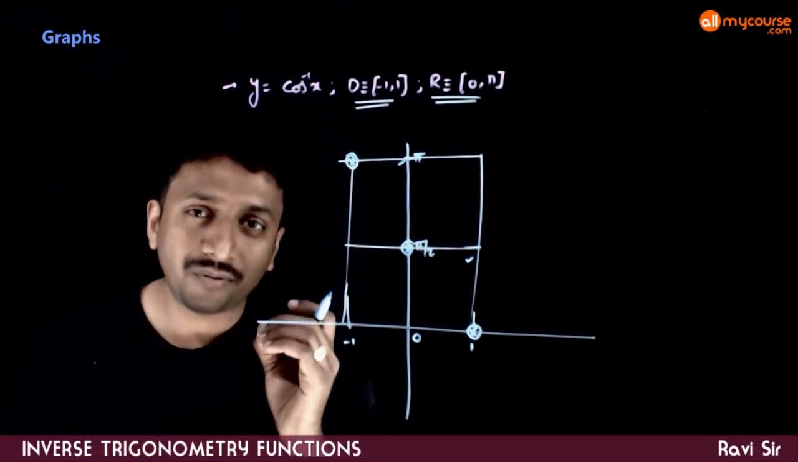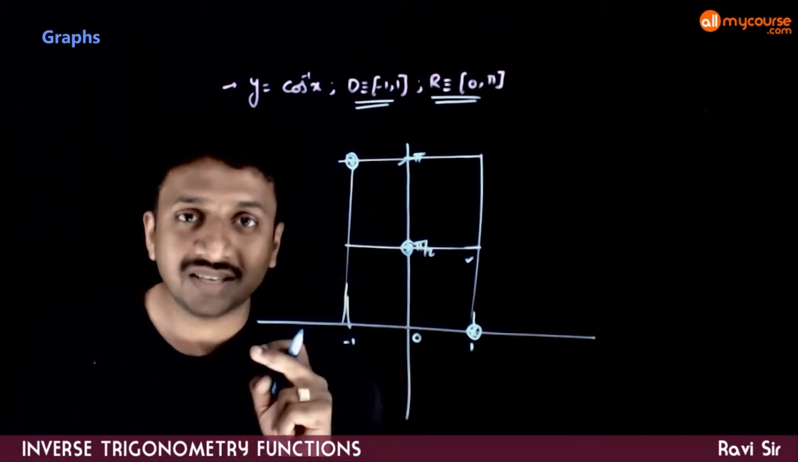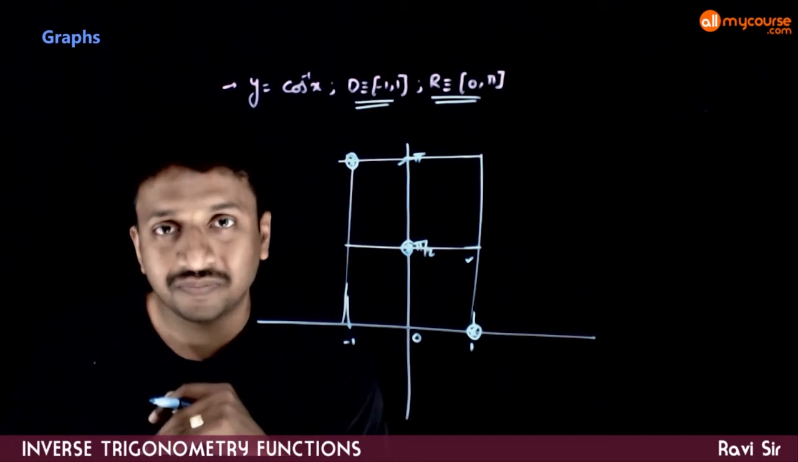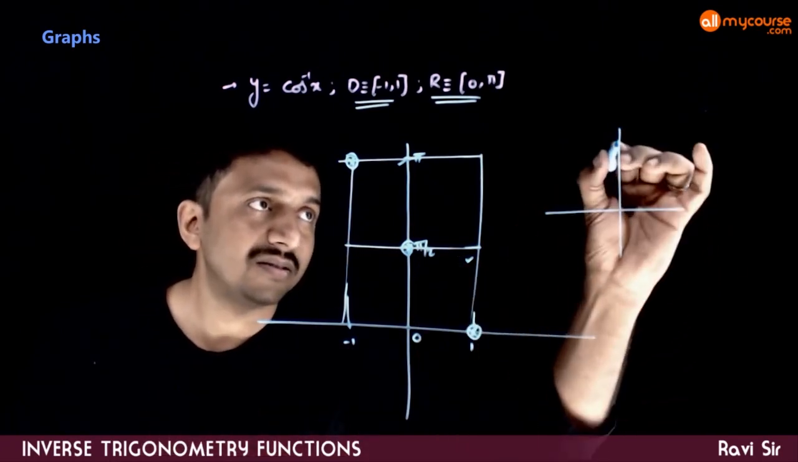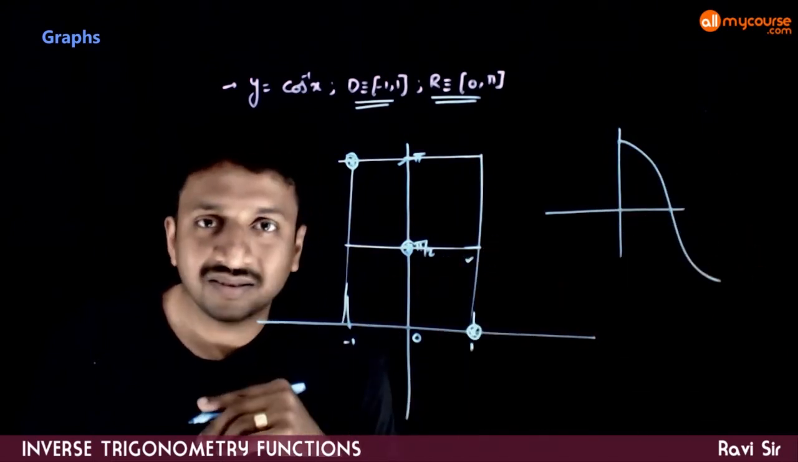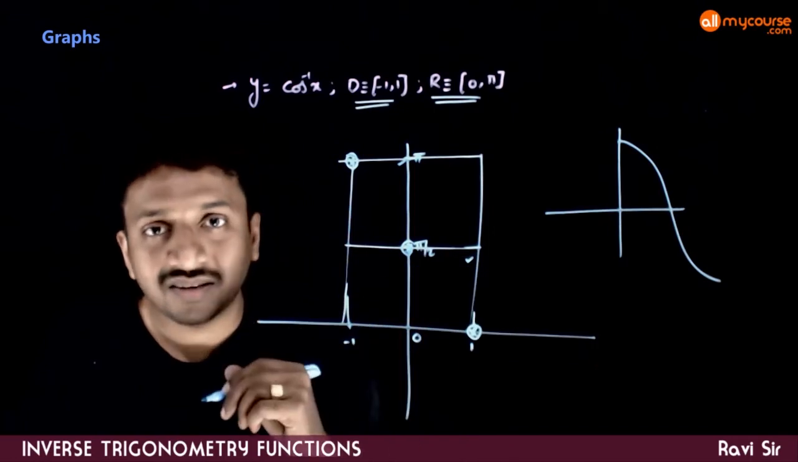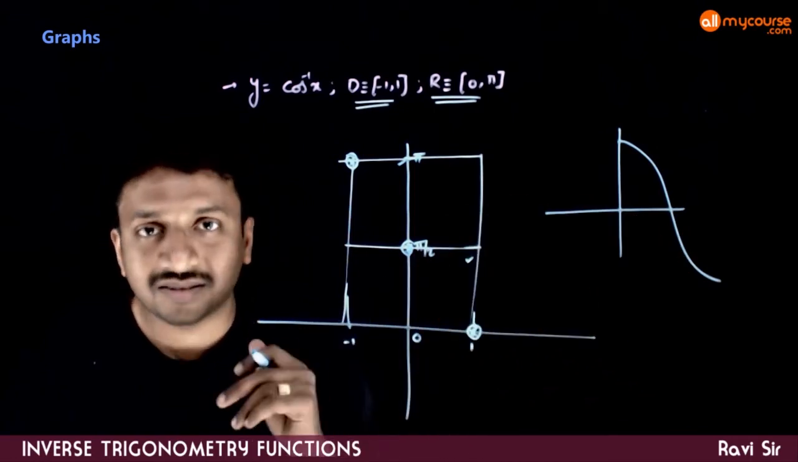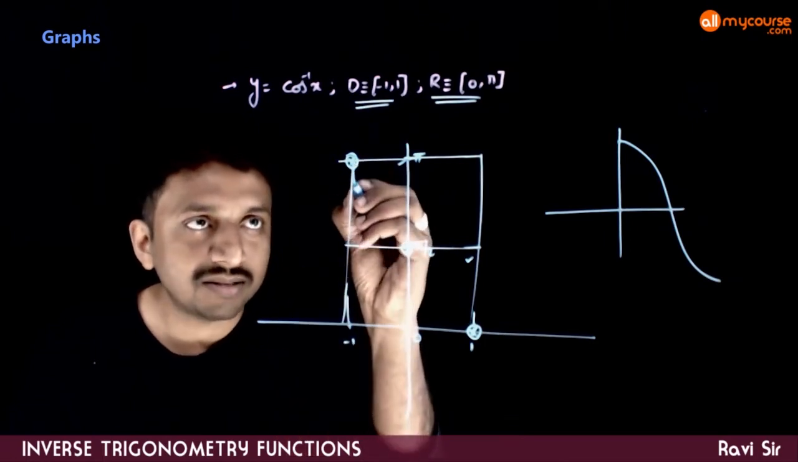So how I usually remember is the graph of cos inverse x does not look like the graph of cos x. If you take the graph of cos x from 0 to pi, it looks something like this. So cos inverse x should not look like this. It cannot go like this. The graph will look like this.